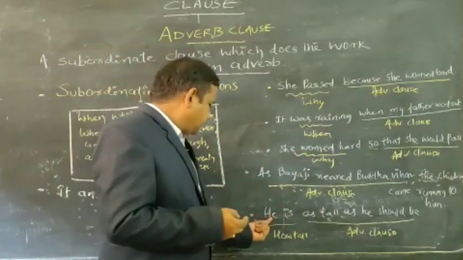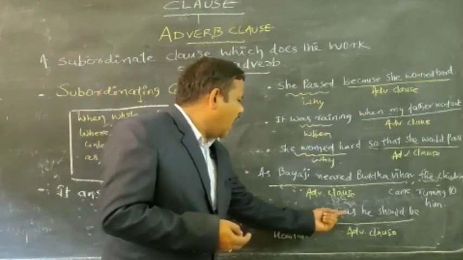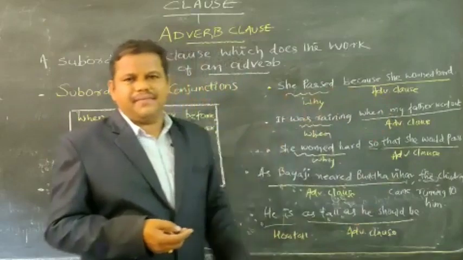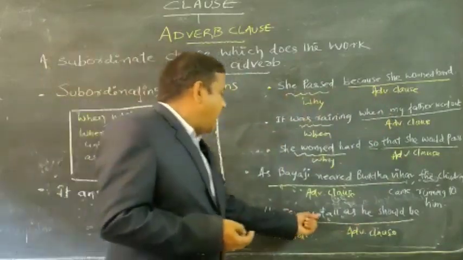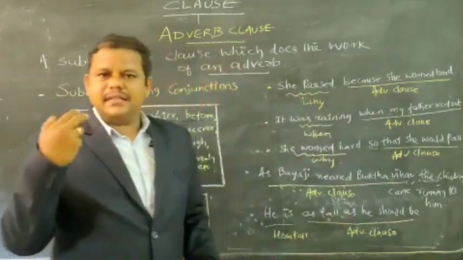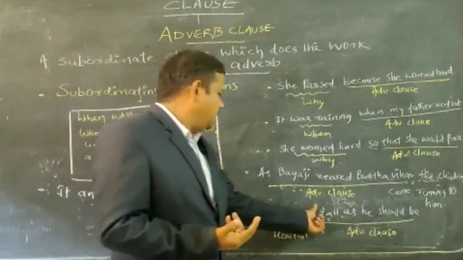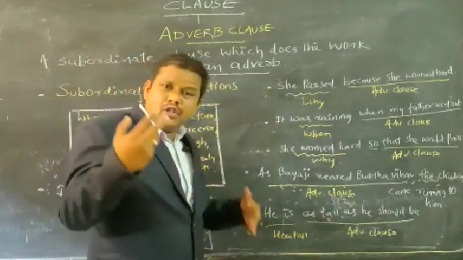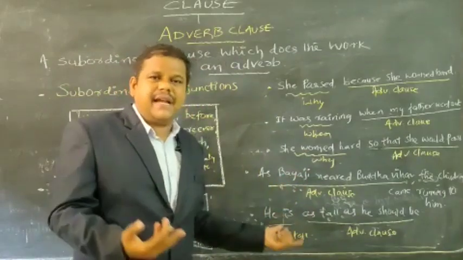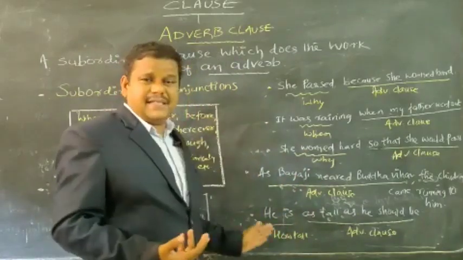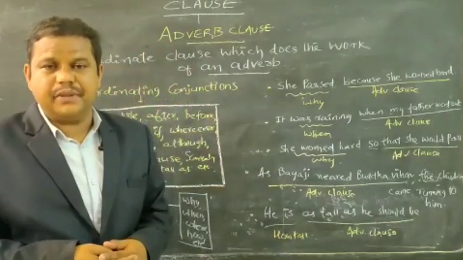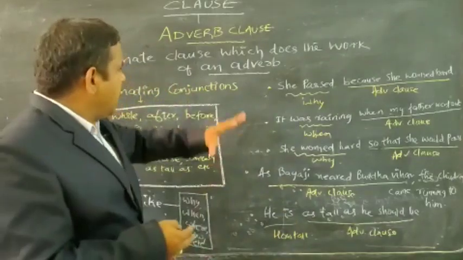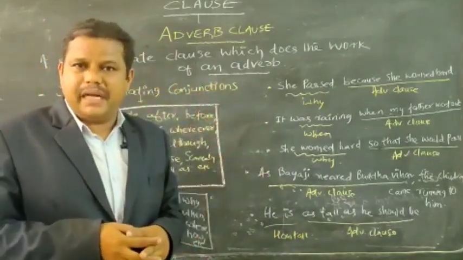And the last one: as tall as it should be. In this case, as tall as is a subordinating conjunction. So this part is the adverb class. So how tall, you can understand in this sentence. All these sentences you might have understood very clearly, students. So these are the different examples of the adverb class.